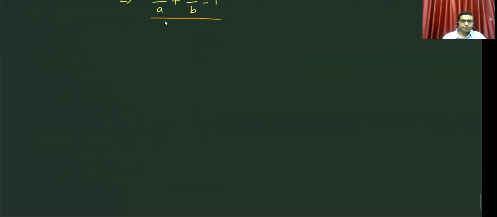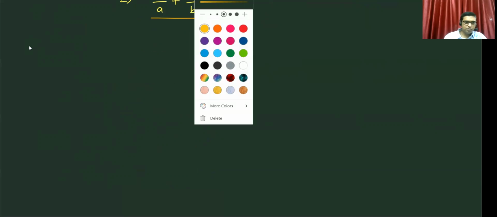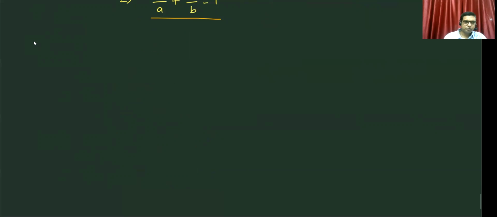Okay. Next form, the sixth form. This is called the perpendicular form, or the normal form of the straight line.